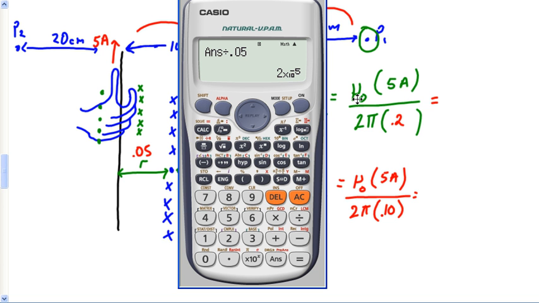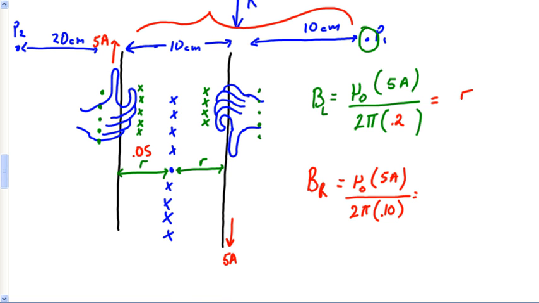Remember, mu O, permittivity of free space, is 4 pi times 10 to the negative 7. So 2 pi into the 4 pi just leaves 2 times 10 to the negative 7, times 5 divided by 0.2. And that gives me, in this case, 5 microteslas.